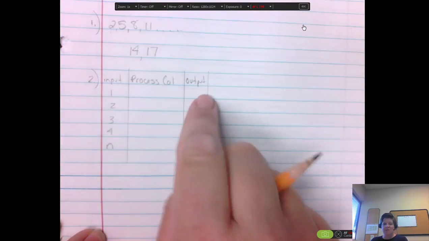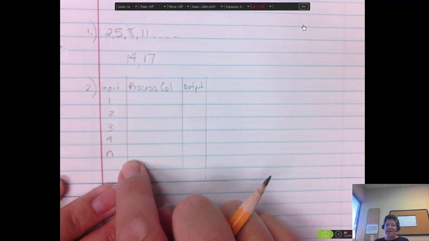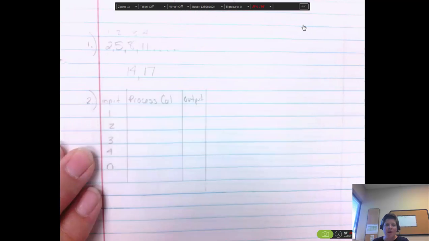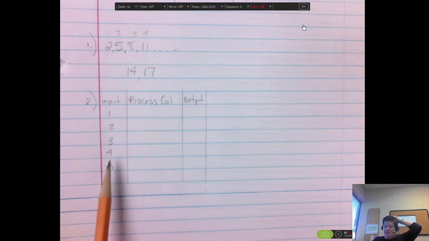Sometimes it's like X, Y. It's the same thing. Writing them this way is the same as this. Here we have our inputs 1, 2, 3, 4. Here we would call this term 1, term 2, term 3, term 4. But it's the same idea. You can say, okay, term 5 would be 14, term 6 would be... So it's the same idea with the input still 1, 2, 3, 4.